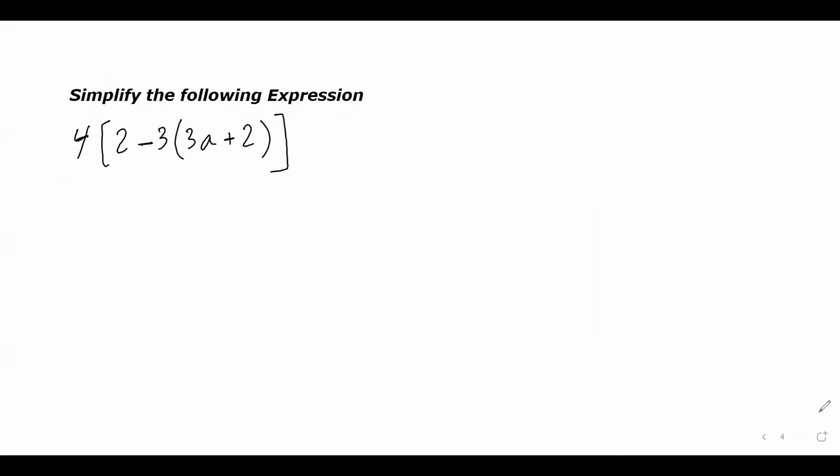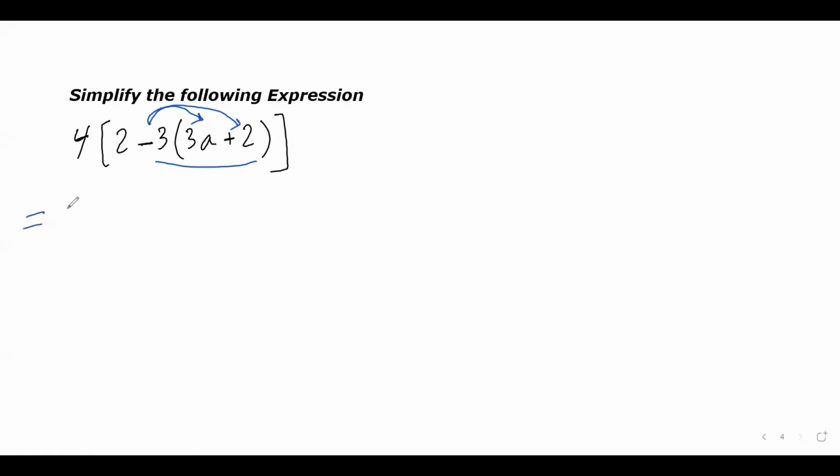All right, let's do this example as well. It says simplify the following expression. 4 bracket 2 minus 3 bracket 3a plus 2 bracket bracket. So we have a bracket inside another bracket. So how can we simplify this? When you have this type of question, always start with the inner bracket. We start with this bracket. So we have to distribute this negative 3 into this bracket. So I have to multiply negative 3 by this first term and then multiply it by the second term. So let's do that. I keep the rest as it is for now.